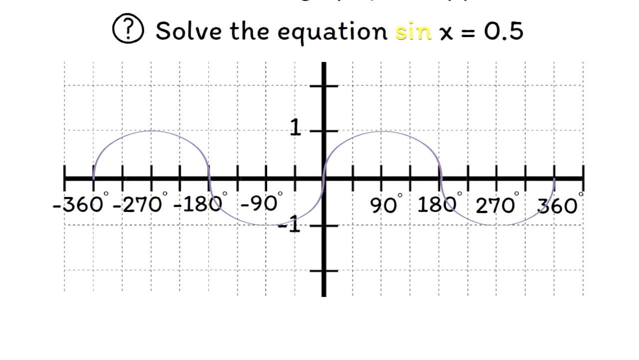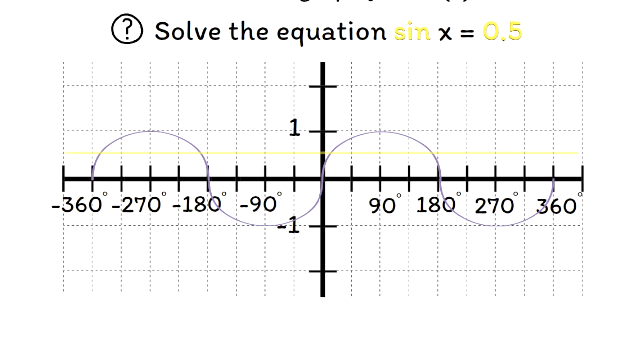And then take a ruler and draw a line straight through your wave at the number that they've asked you to solve. They've asked us to solve sin x equals 0.5. So I'm going to find 0.5 on my y-axis and draw a line straight across. What they actually mean when they ask us to solve this equation is to find all of the points where the line that we just drew goes through the sin graph.